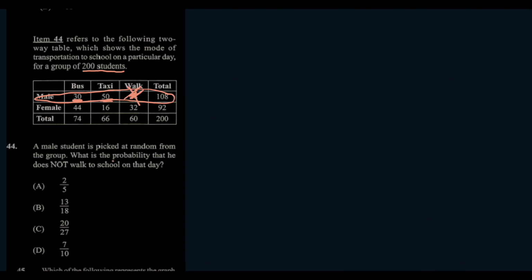So what is the probability that he does not walk to school? We have 30 plus 50, so we have 80 potential boys. All right, we have 80 potential boys. But who are we selecting from? We are selecting from the group of male students. So a male student is picked at random from the group. We're looking specifically at the male students. So if a male student is picked from the group, it's going to be 80 out of 108. So we are picking a male from the group. Okay, so we have these male students and we have 80 that did not walk.